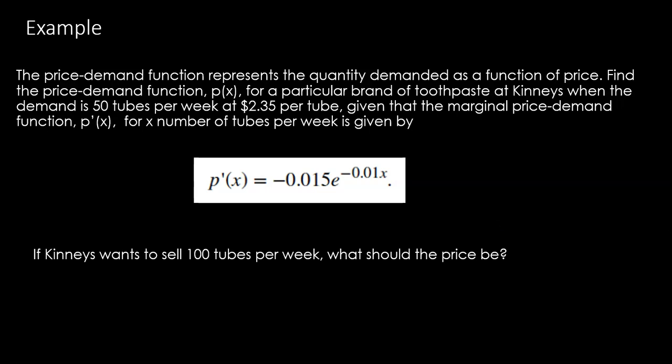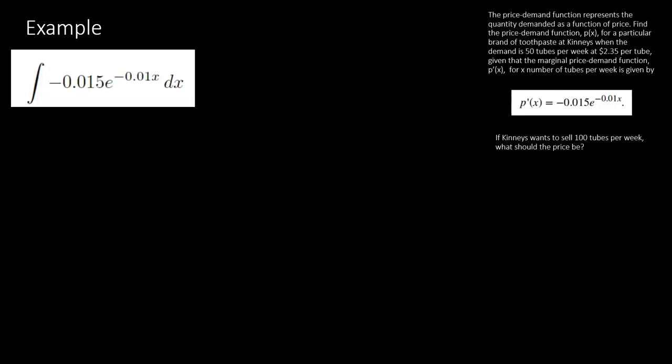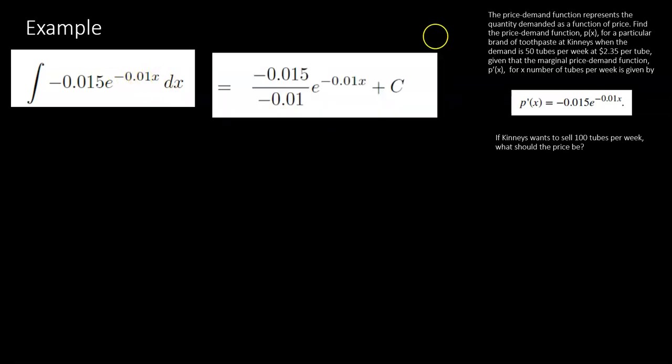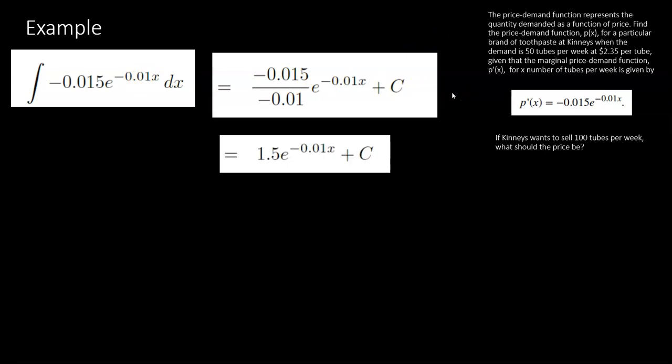Well, the first thing we want to do is figure out what p of x is. And since we're given the derivative of p of x, we're going to integrate it. So I have the integral of negative 0.015 e to the negative 0.01x. Since my exponent is just linear, I'm not going to bother doing the u sub. I'm just going to divide by this negative 0.01 to get the indefinite integral. Simplifying this, I get 1.5 e to the negative 0.01x plus c.